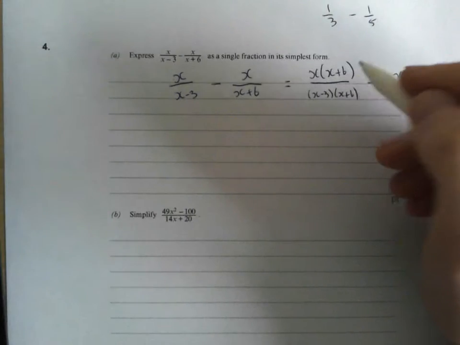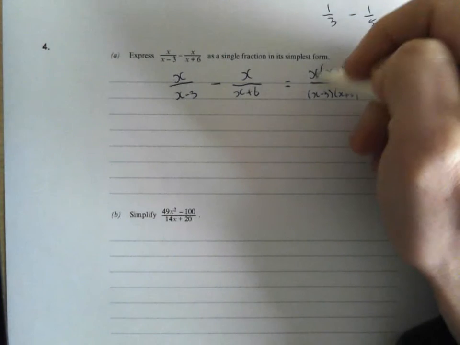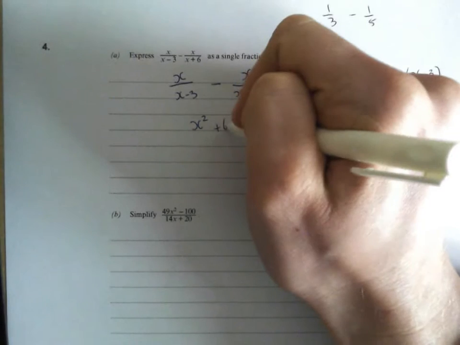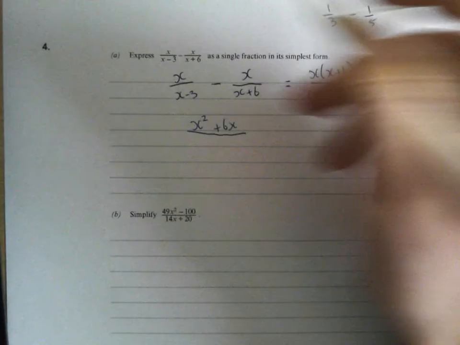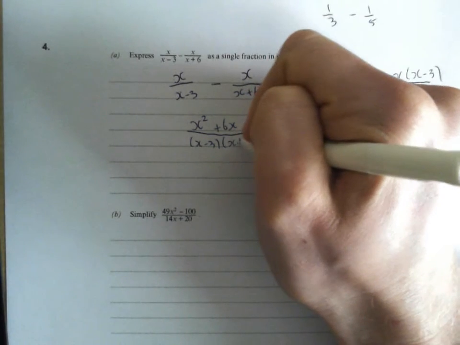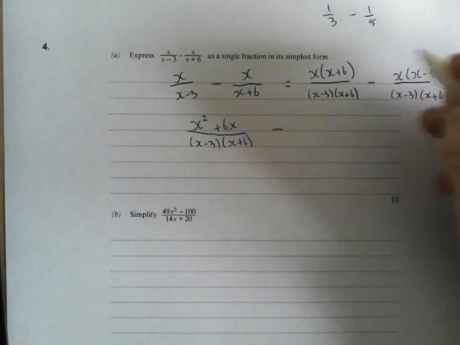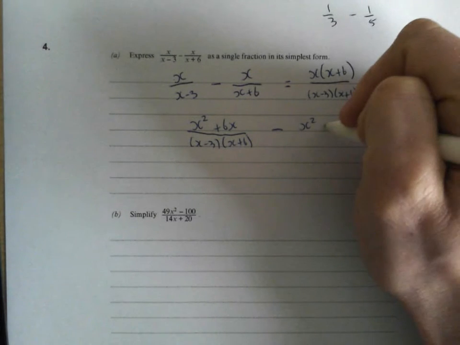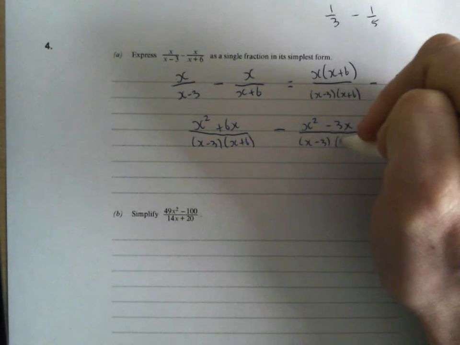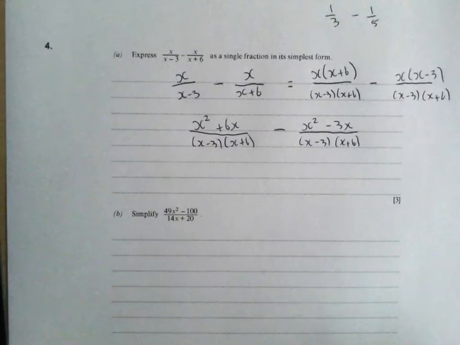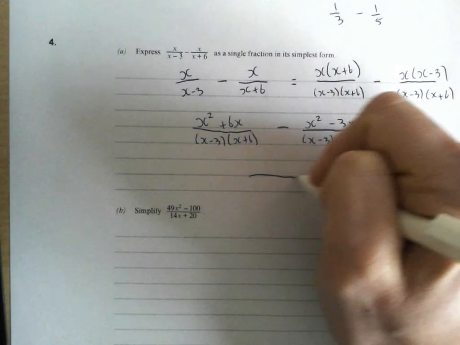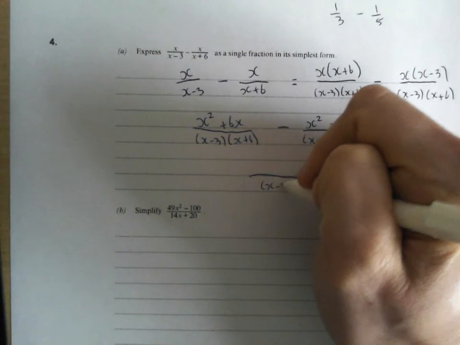I'm going to expand my brackets. x times x is x squared, x times 6 is 6x, and that's still being divided by x minus 3 times x plus 6. Minus, expand this one, x squared minus 3x, and that's still being divided by x minus 3 times x plus 6. For fractions, once you get the denominators the same, you can just combine them. So my single fraction will be over x minus 3 times x plus 6.